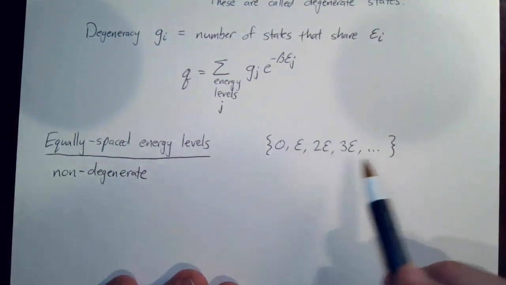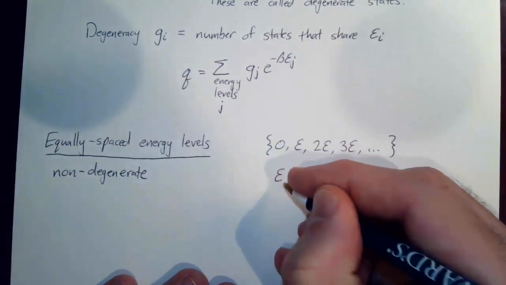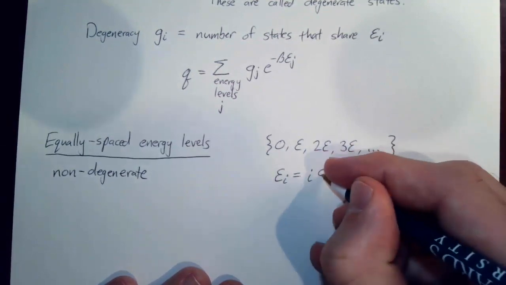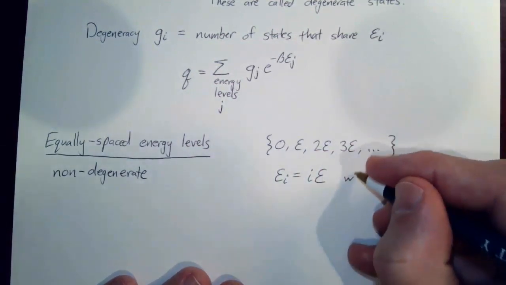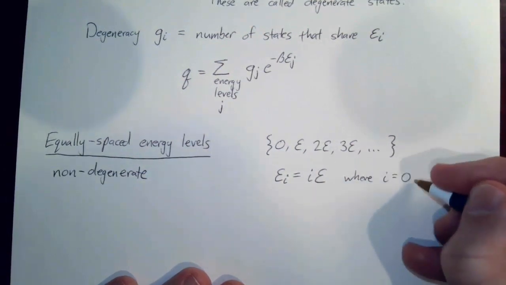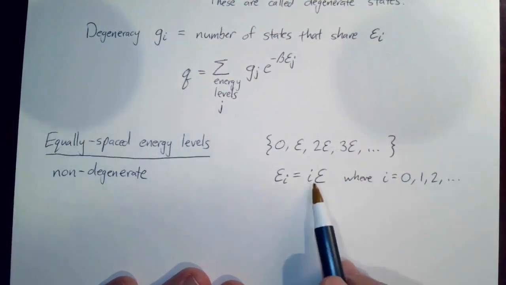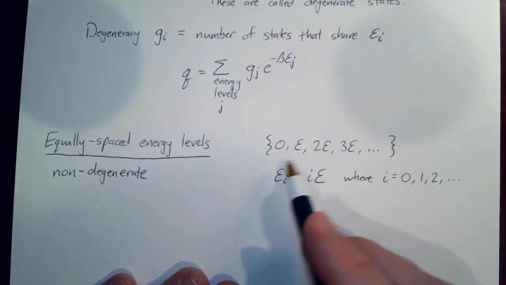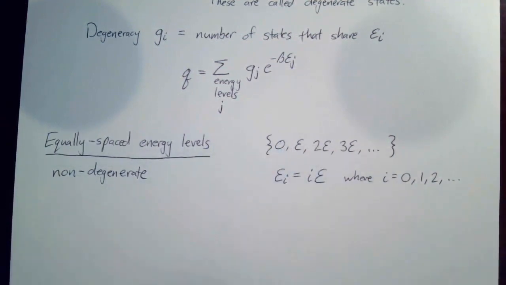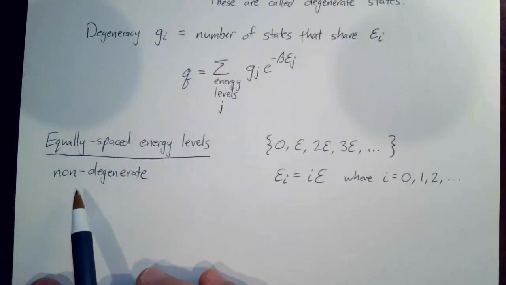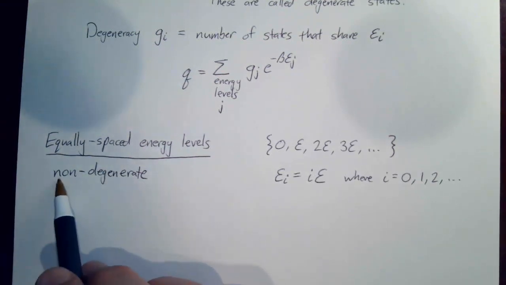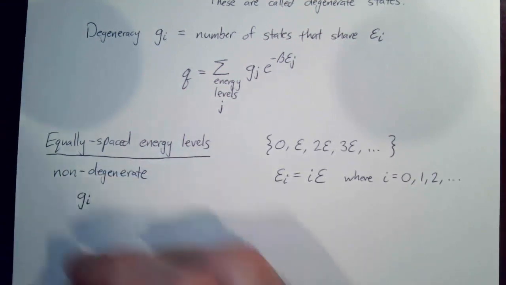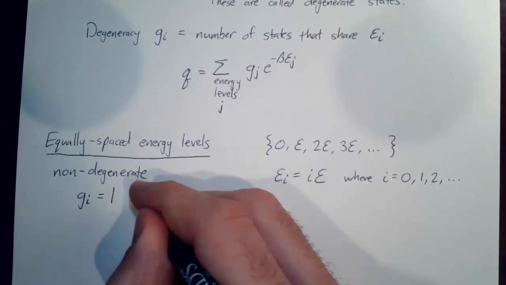So I can summarize this by saying that the energy of state i is equal to i times epsilon, where i starts numbering at 0. When i is 0, we get 0. When i is 1, we get epsilon, then 2 epsilon, 3 epsilon. This is a compact way of writing this. And a mathematically compact way of writing non-degenerate is to say that the degeneracy of state i is equal to 1 for all i.